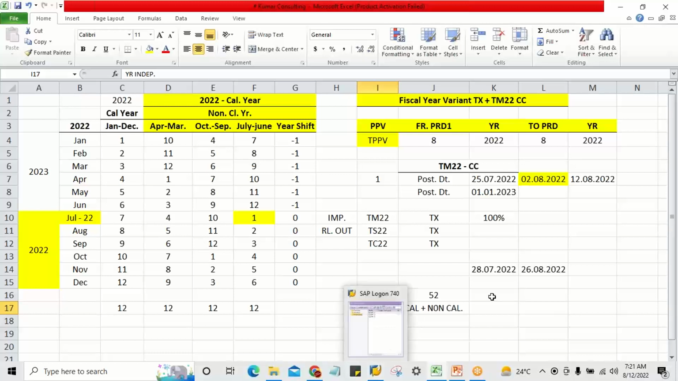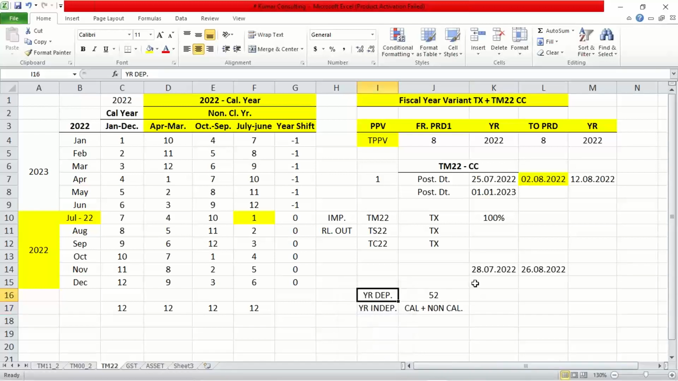So even shortened fiscal year comes under year dependent itself, right? Year dependent means normal periods are 12. Other than normal, it is year dependent. If the total number of periods is 13, if the total is 52, if the total is 7 only, these are all year dependent.